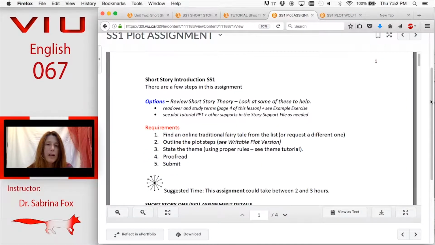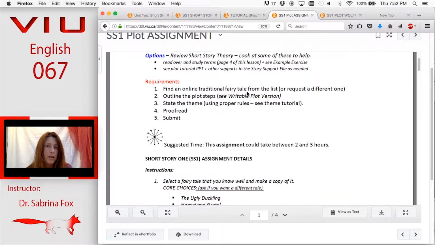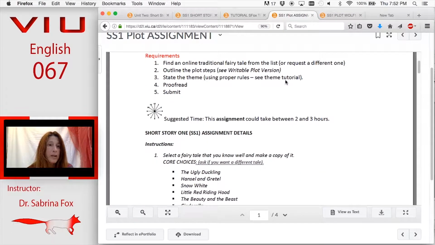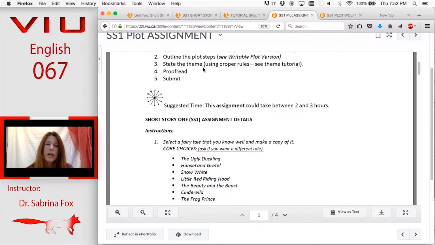It can make things a lot easier for us. So what do we need to do? We need to have an online traditional fairy tale and give it to Sabrina. Then we need to look at the plot steps, which we've just done. We've just looked at the basic plot. Need to understand theme, which we've just done as well.